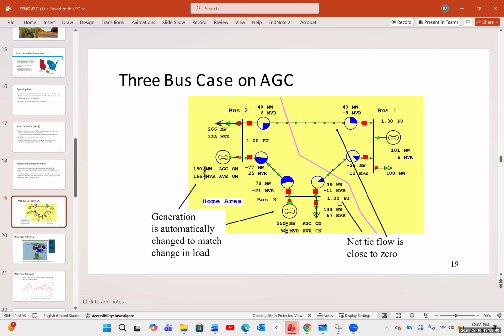And if we have this system here, you can see that the net tie flow is also close to 0. So we have 39 coming in here, but here you have 40 going out. So it's a small difference between them. You have 12 megavolt-amperes reactive going inside here, and 11 megavolt-amperes reactive consumed here. So you can see that there's a very small, negligible difference, and the difference is because of the losses in the transmission lines.